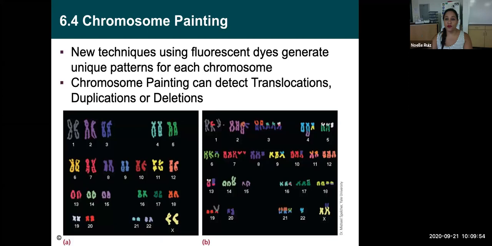New techniques using fluorescent dyes generate unique patterns for each chromosome. Chromosome painting can detect translocations, duplications, or deletions. So it's not just about matching the chromosomes. The chromosomes have to be exact. If one chromosome is missing a certain section, that section has been deleted. Depending on how important that section is, the child can have some defects or syndromes when they come out.